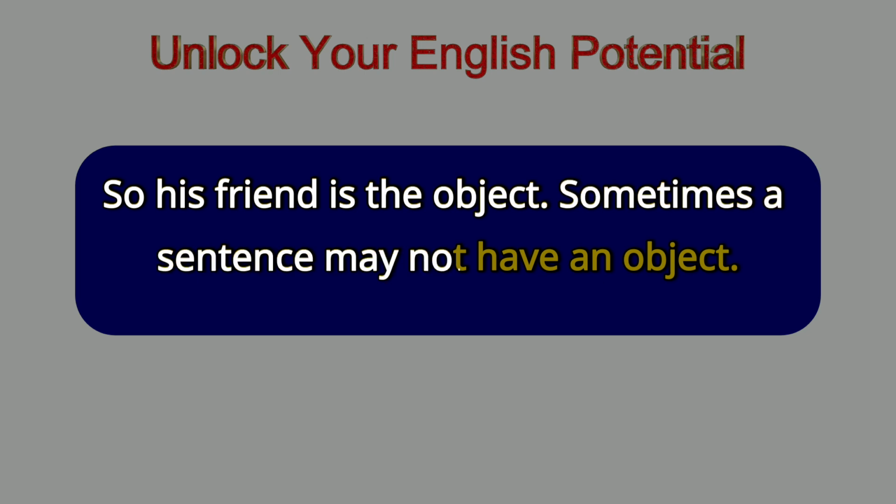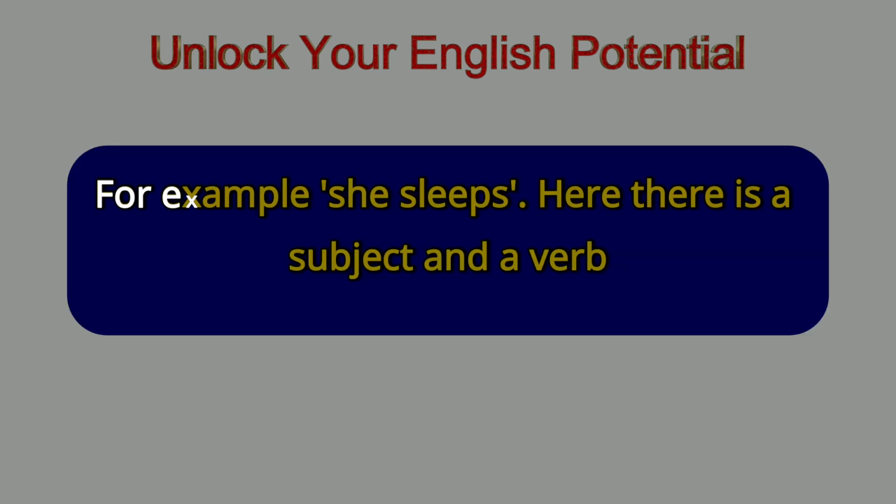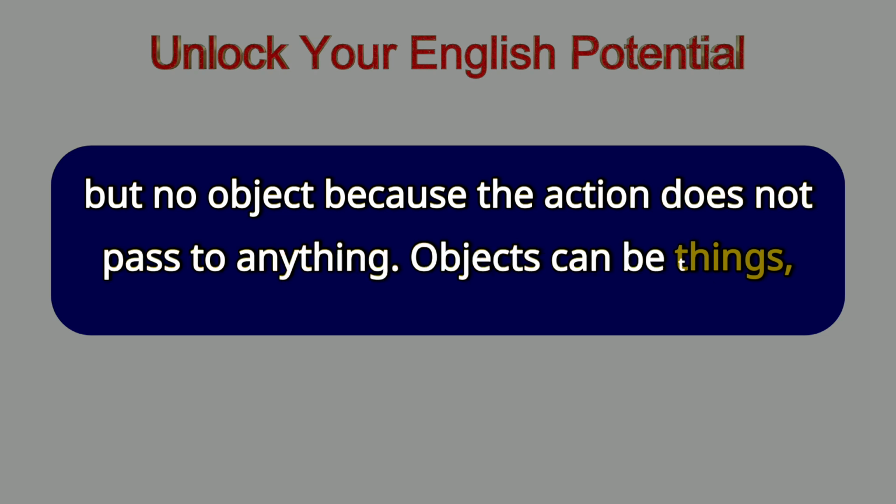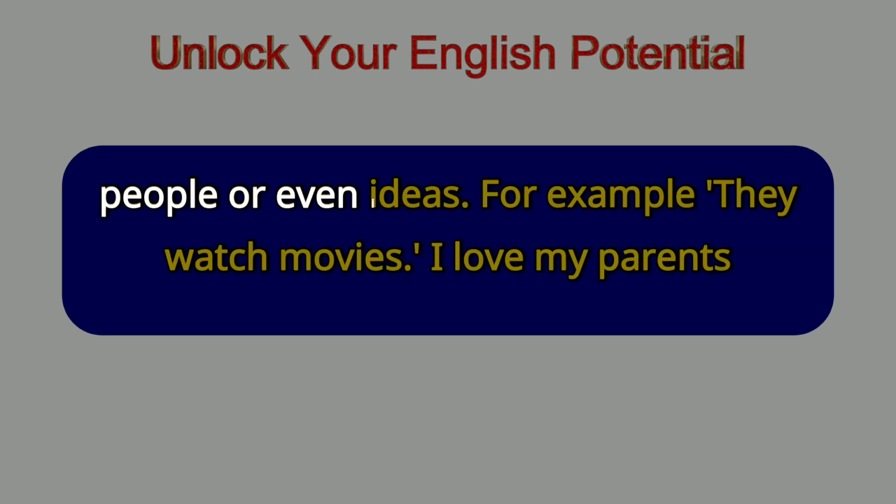Sometimes a sentence may not have an object. For example, "She sleeps." Here there is a subject and a verb, but no object because the action does not pass to anything. Objects can be things, people, or even ideas.